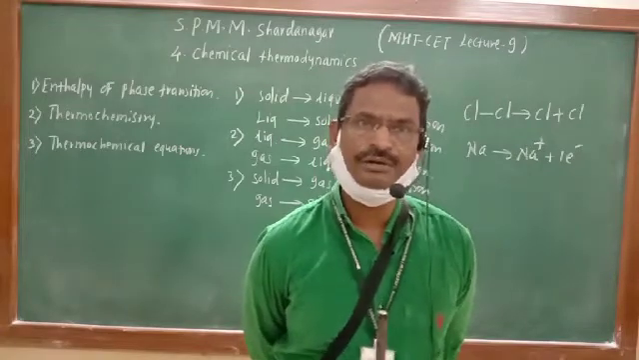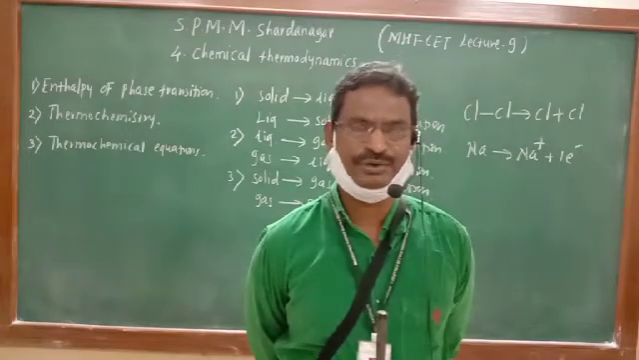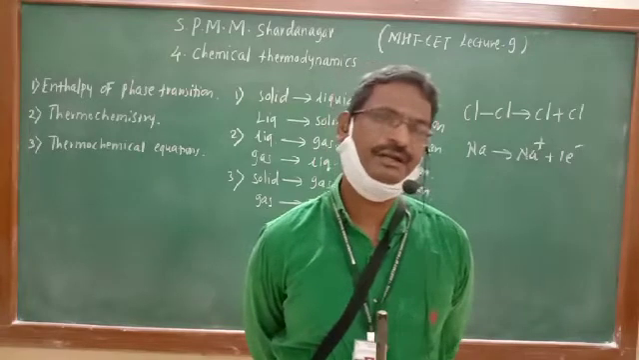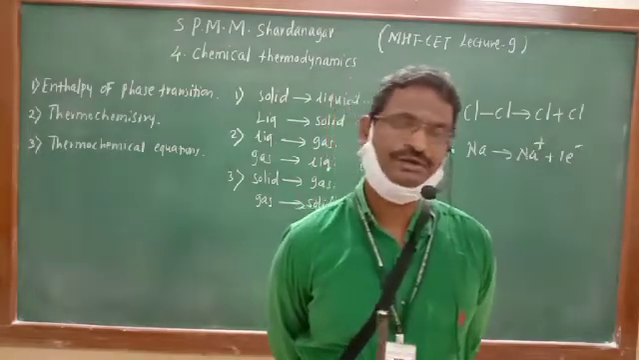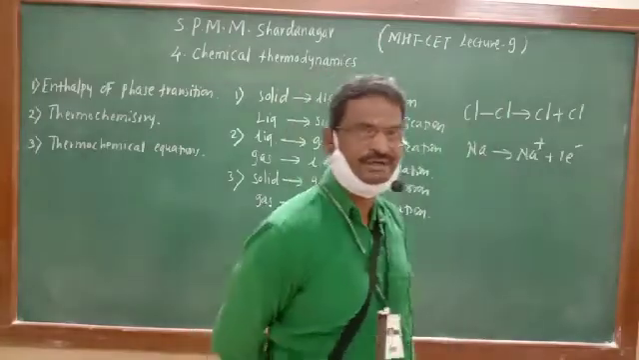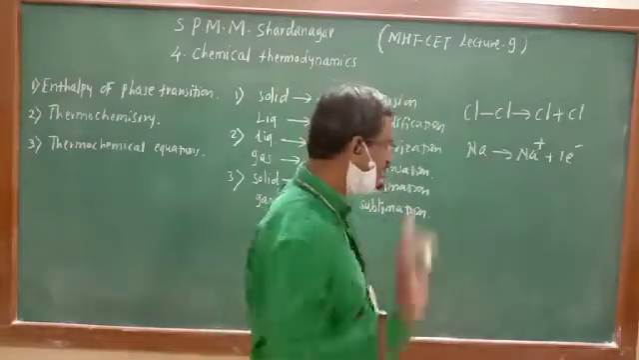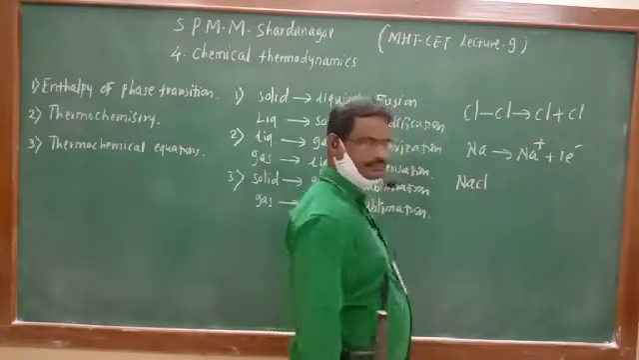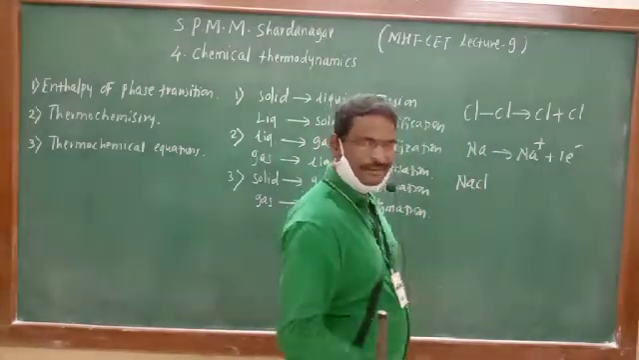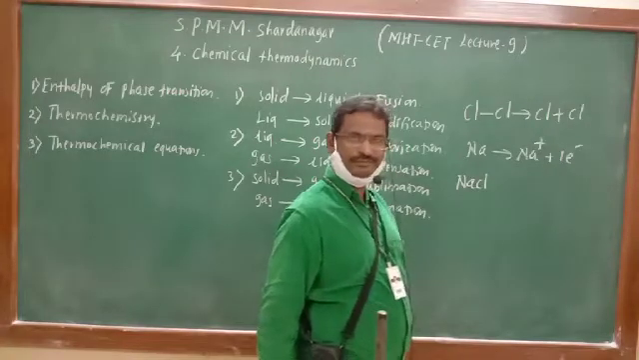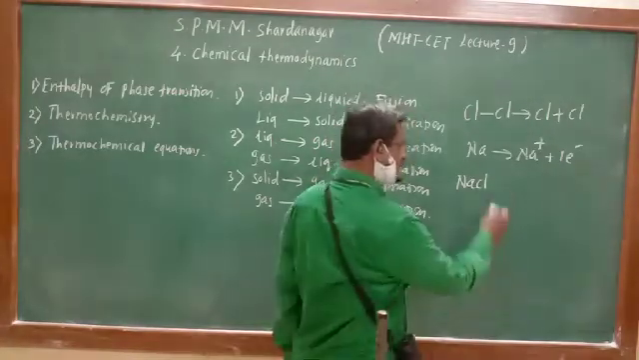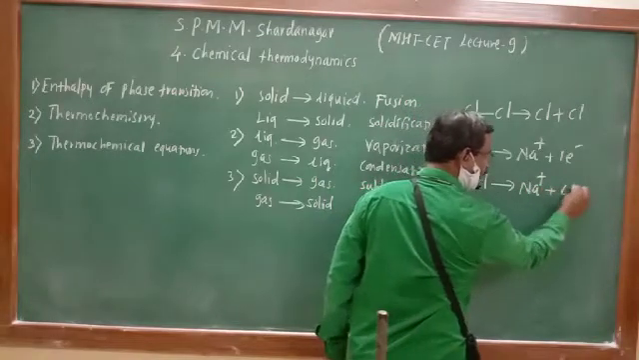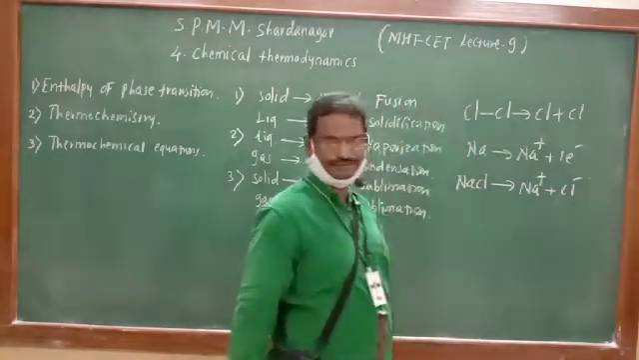Solute is the component taken in less proportion. Solvent is the component taken in more proportion. Solute and solvent form a homogeneous mixture that gives the solution. For example, suppose this is the solute NaCl. Whenever it is added to water, first of all, what happens? NaCl will undergo breaking, forming Na plus and Cl minus ions.